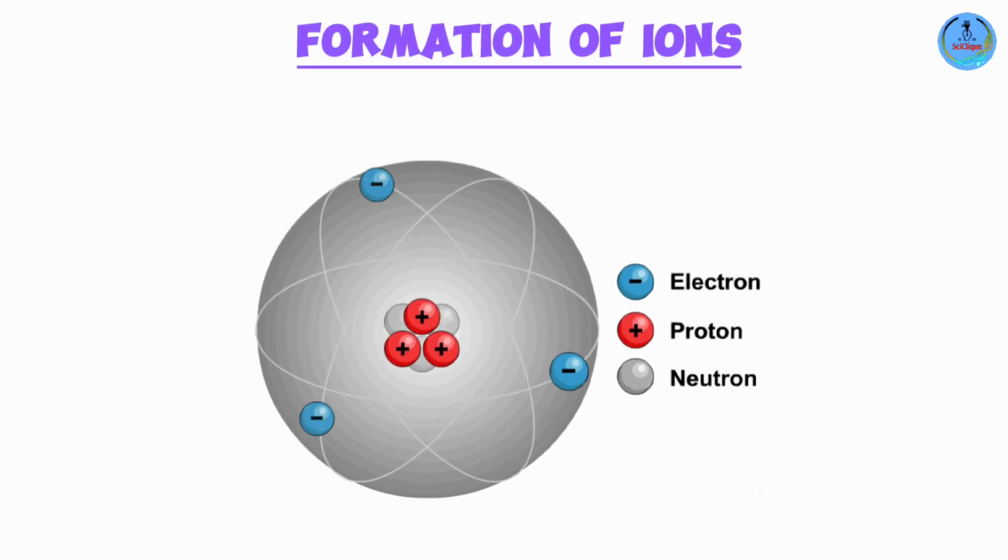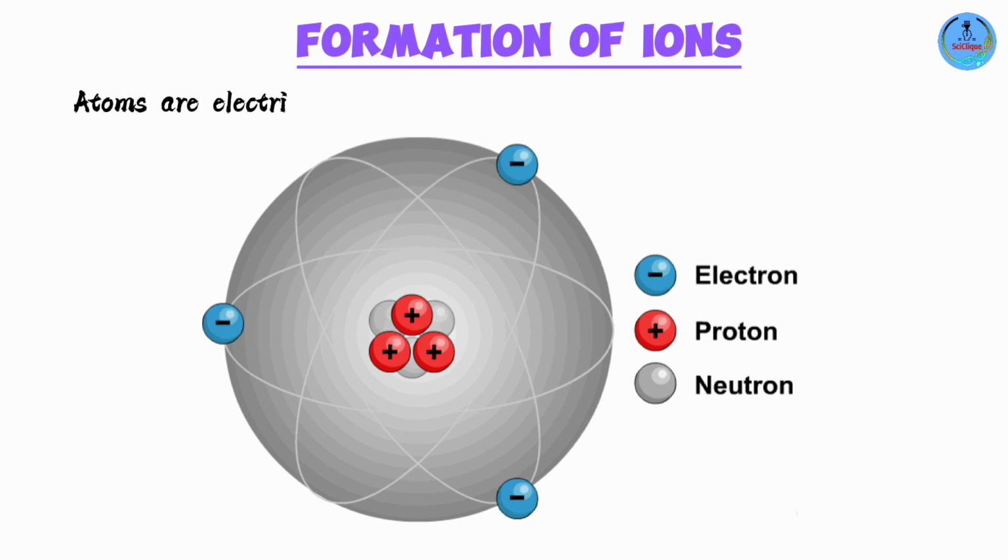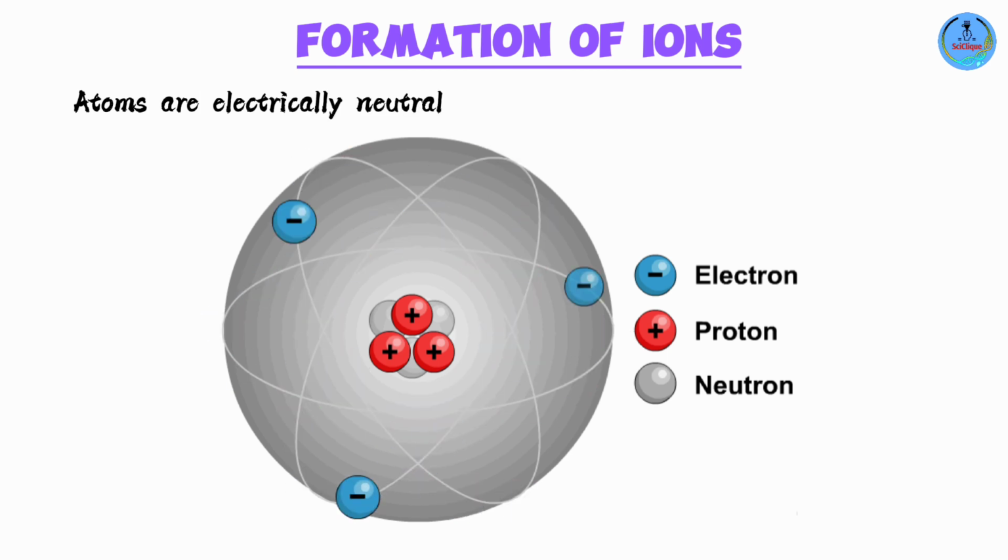Let's talk about formation of ions. Now I'm going to start with a brief reminder that atoms are electrically neutral. What does this mean? In an atom, you have three particles: protons, neutrons, and electrons. Neutrons are neutral, so we're not going to take them into account when discussing this. We are going to focus on the protons and electrons.